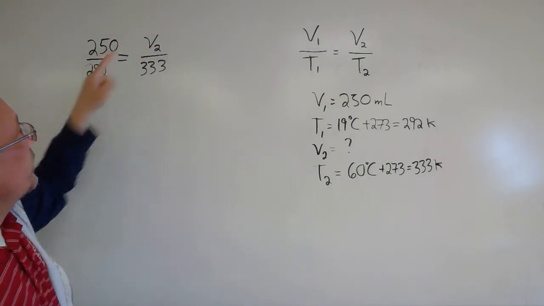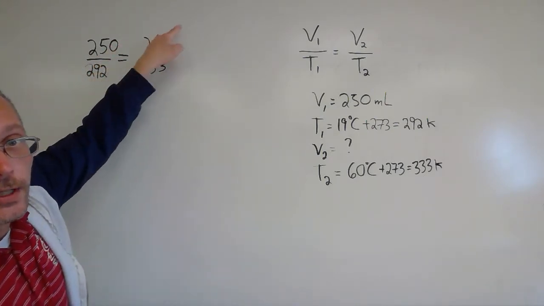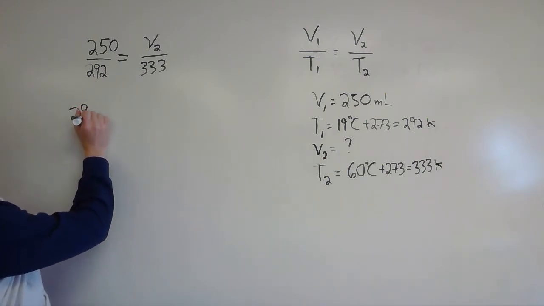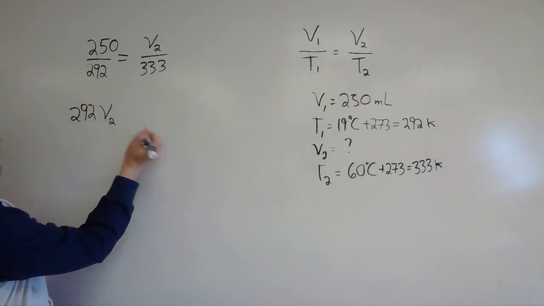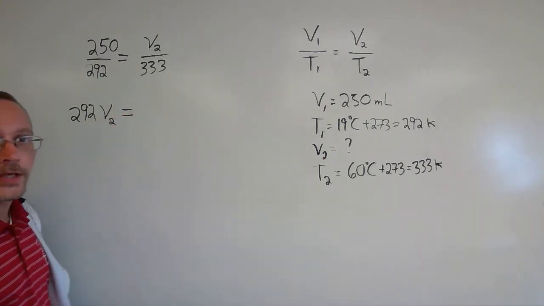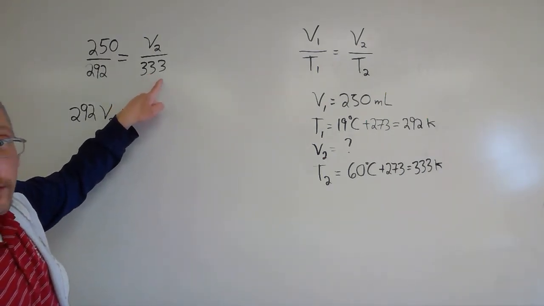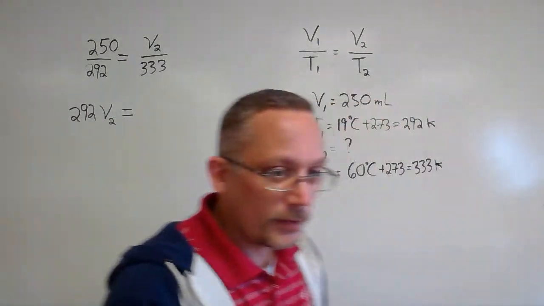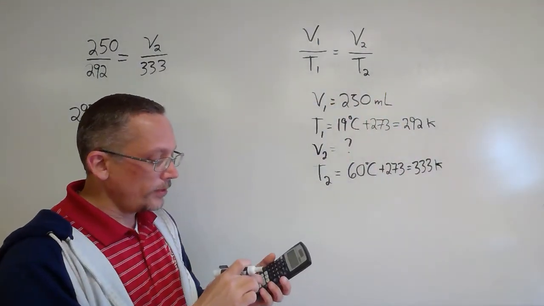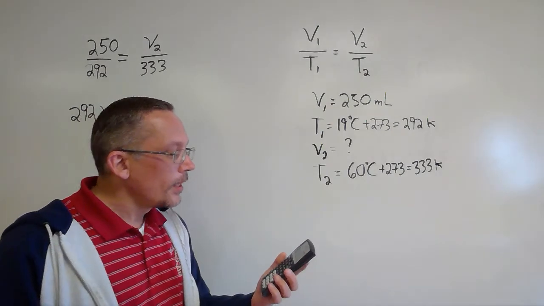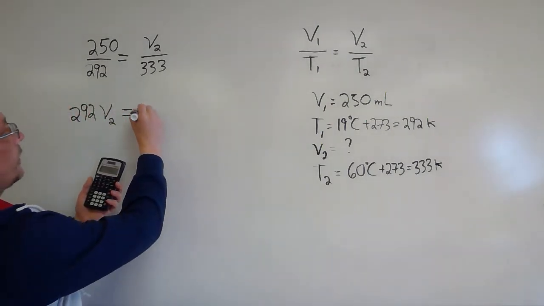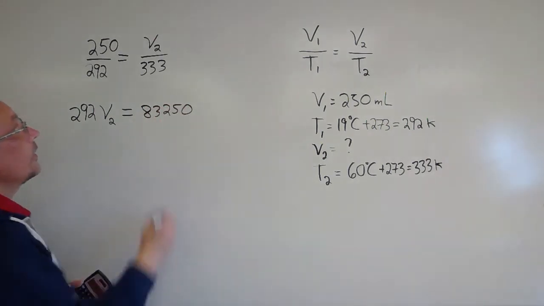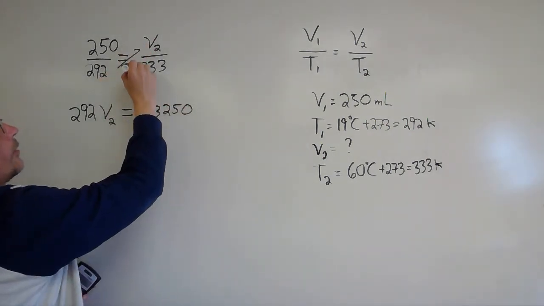So let me go this way first. I got 292 times V2, which is 292 times V2. Okay, and then I'm going to go the other way. I have 333 times 250. And I'm going to grab my calculator and do 333 times 250. And there I get 83,250. Okay, so I multiplied this way and I multiplied that way.